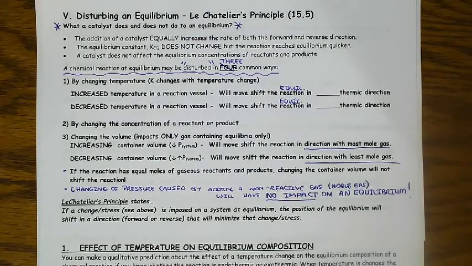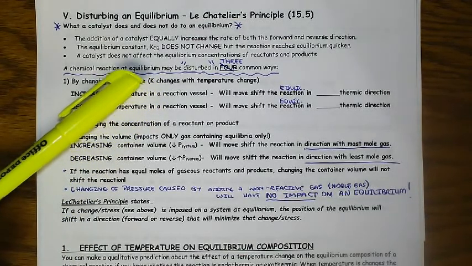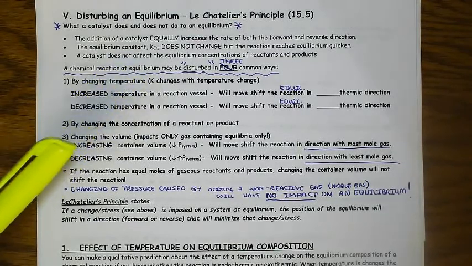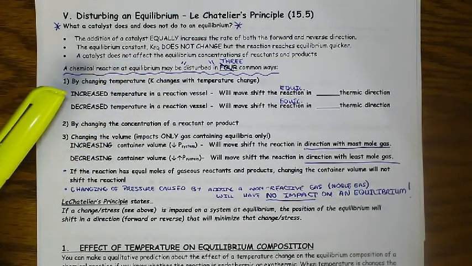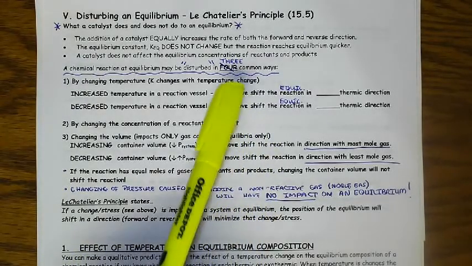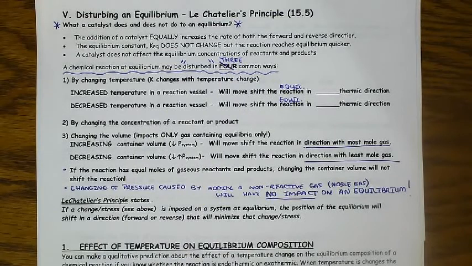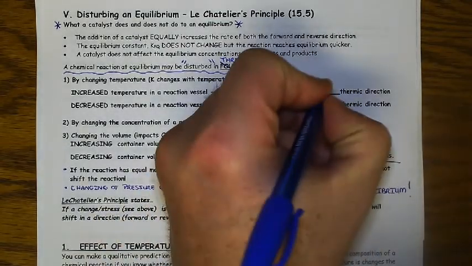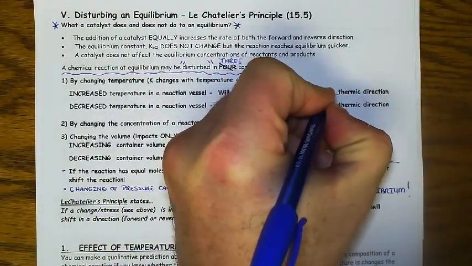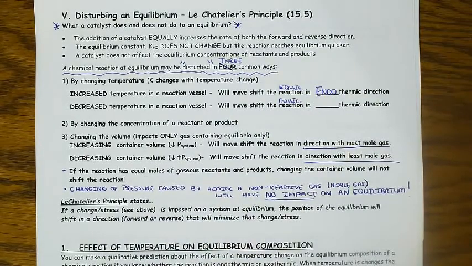The first is changing temperature. Please note that the value of K equilibrium always changes with temperature change. If you increase the temperature of a container in which an equilibrium reaction is going on, the equilibrium reaction will shift in the direction that will use up that heat that was added to increase the temperature. So it will move in the endothermic direction. Again, depending, endo could be forward or reverse.